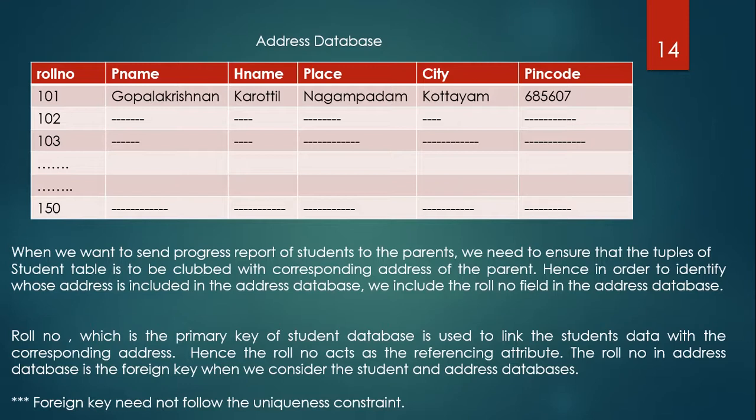So what we are going to arrive at is the concept of foreign key. So the roll number in address database is a foreign key because the roll number is the primary key of student database. Student database ലെ primary key ആയിട്ട് വർക്ക് ചെയ്ത ഒരെണ്ണം വേറൊരു ടേബിളിൽ വരുമ്പോൾ that particular common field is said to be the foreign key because it is used to link, club the two tables together. So when we consider the student and address databases, in the address database, the roll number is the foreign key. I think the concept is clear.